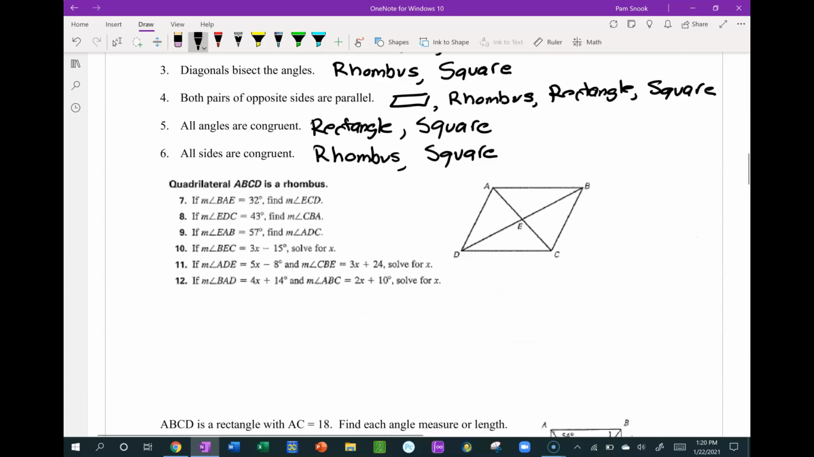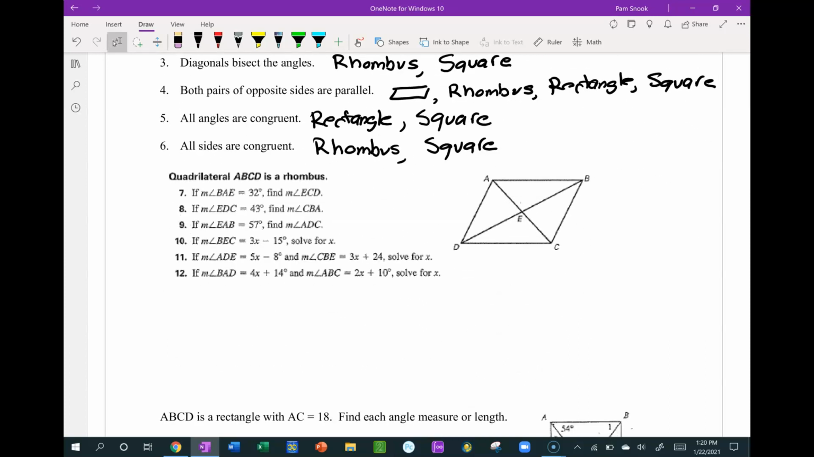All right, so now we're going to start playing some math. Quadrilateral ABCD is a rhombus. And so number 7 says, if the measure of angle BAE is 32 degrees, so go ahead and mark it, find the measure of ECD. So measure of ECD is this angle right there that I highlighted. Okay? I did ECB instead of ECD, sorry.